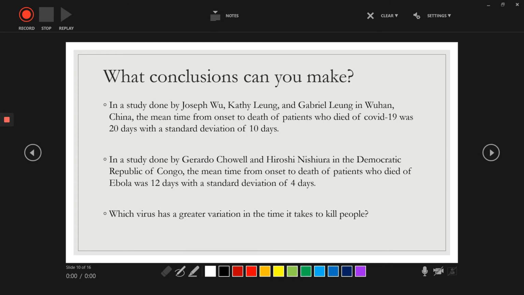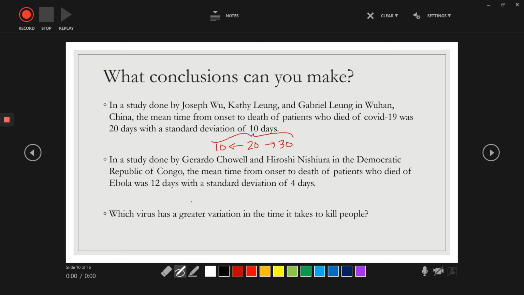All right, so what conclusions can you make? In a study done by Joseph Wu, Kathy Leung, and Gabriel Leung in Wuhan, China, the mean time from onset of death to death of patients who died of COVID-19 was 20 days, with a standard deviation of 10 days. So what that means is, right, you have a mean of 20 plus or minus 10 is 1 standard deviation, so it means the majority of people died between 10 and 30 days of getting COVID-19.